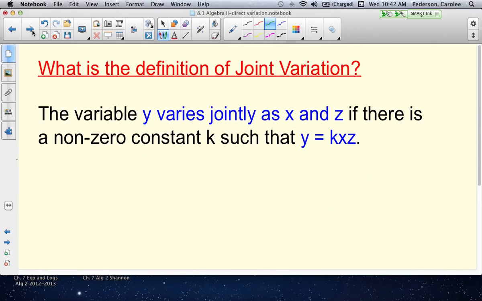The next one is joint variation. Y varies jointly as x and z. Don't need to write this down. The formula is y equals k times x times z.